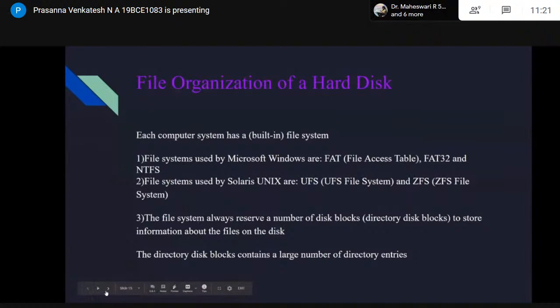If we have some hard disk space of, let's say, some X GB, not all of the X GB is actually devoted to storing data. Some amount of it stores the location of the data stored. These are called directory disk blocks. They contain a large number of directory entries.